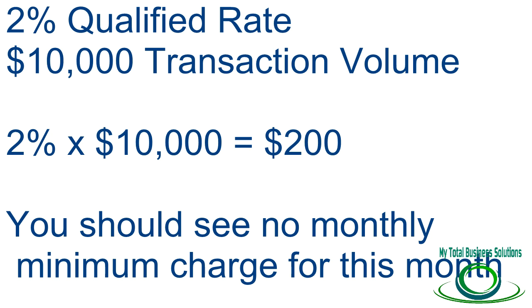Now let's take a look at some examples of how a monthly minimum could affect your processing statement. For the example we have here, we're going to just say your qualified rate is at 2% and you have a monthly transaction volume of $10,000. Now we're going with the 2% and the $10,000 just to make numbers easier to work with and do the illustration. When you take 2% times $10,000 in transactions, that gives you a monthly total of $200 in processing fees for that month. You should have no monthly minimum charge on this particular month because you have exceeded the $25 monthly minimum processing fees.